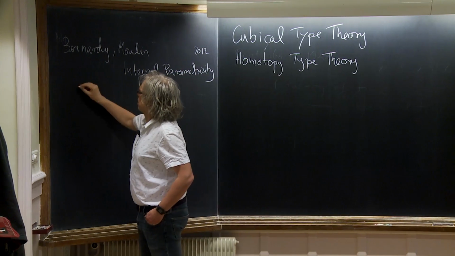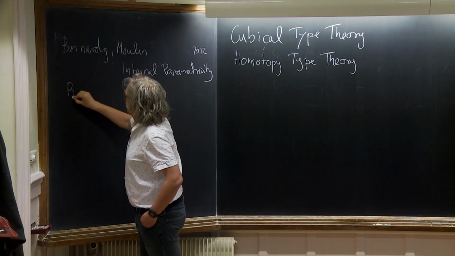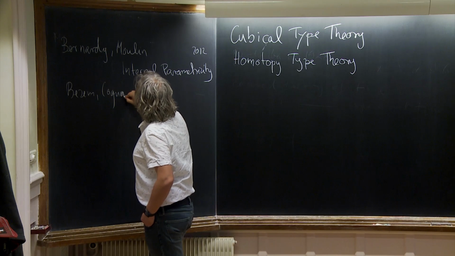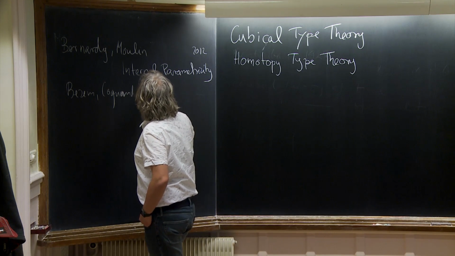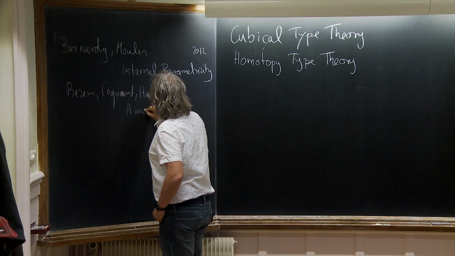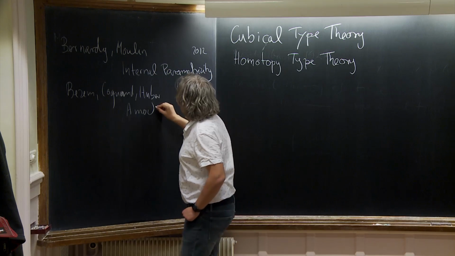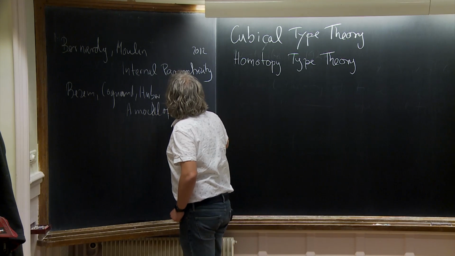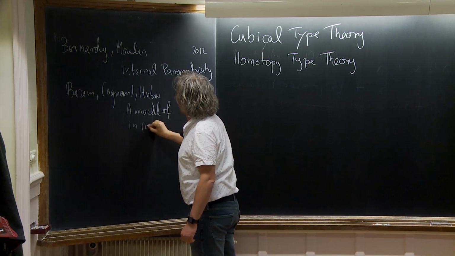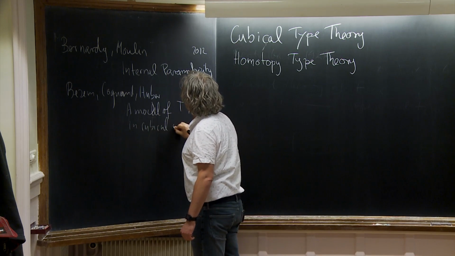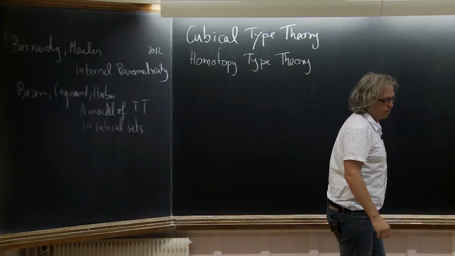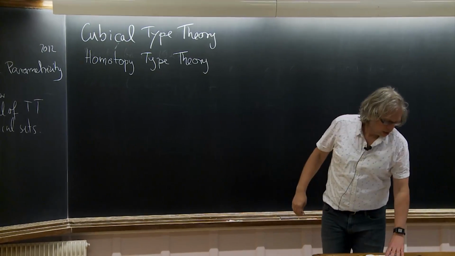And by Bezem, Coquand, and Huber about a model of type theory in cubical sets. Okay, so that's where the name cubical comes from.